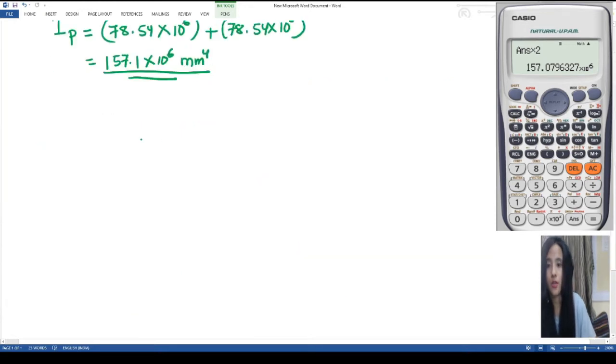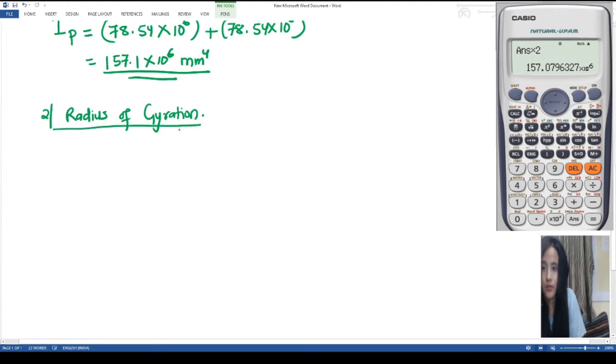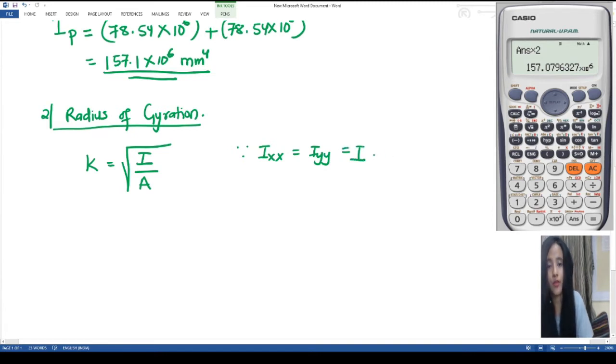Now next, they have asked us to find the radius of gyration. To find the radius of gyration, number 2, it is denoted by k equals root over of I by A. Since our Ixx is equal to Iyy, let it be equal to I, the moment of inertia, which came equal to 78.54 into 10 raised to power 6 mm raised to power 4.